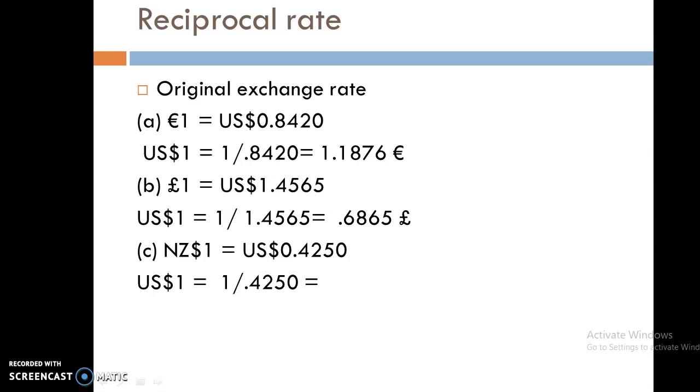Just like that, the third question, New Zealand dollar 1 equals US dollar 0.4250. What is the value of 1 US dollar? Very simple. 1 divided by 0.4250. That much of New Zealand dollars. That's the value of 1 US dollar. So this is very simple calculation.